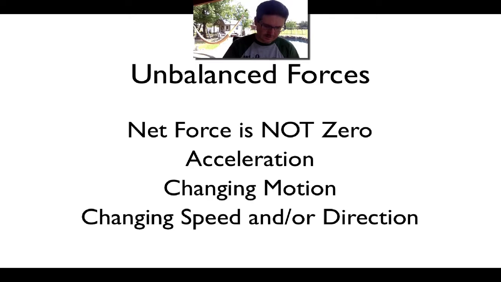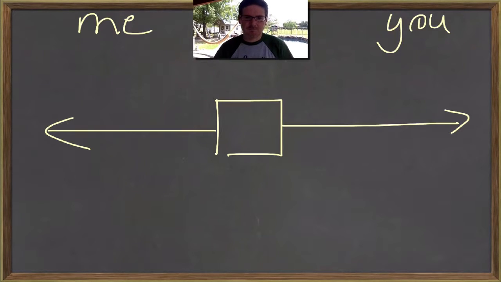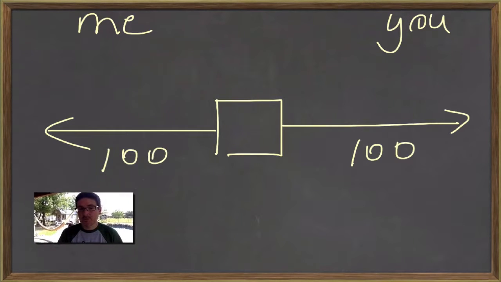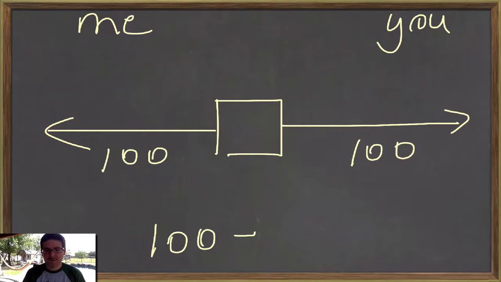So let's take a quick look at some real-world examples for balanced and unbalanced forces. This is what you should have seen at the bottom of your page, these little scenarios. The first scenario is I've got a box. Me and you are going to be pulling in opposite directions. It looks like we're both going to be pulling with about 100 newtons of force. Because they're in opposite directions, we are going to subtract our forces. So it's going to be 100 minus 100. That equals 0. My net force here is 0.